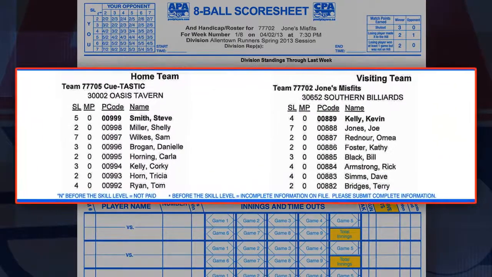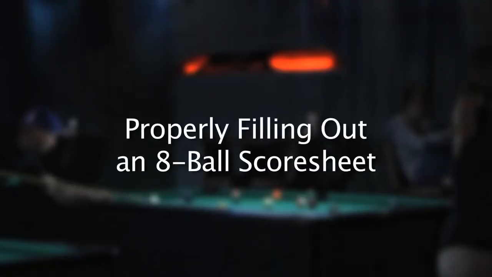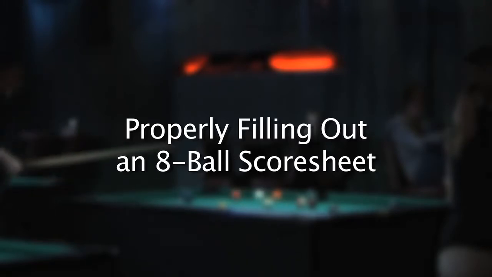On this score sheet, Joe Jones, a skill level 7, and Steve Smith, a skill level 5, have been selected to play each other. Skill levels are listed here on the score sheet. Now, let's look at how to properly fill out a score sheet.